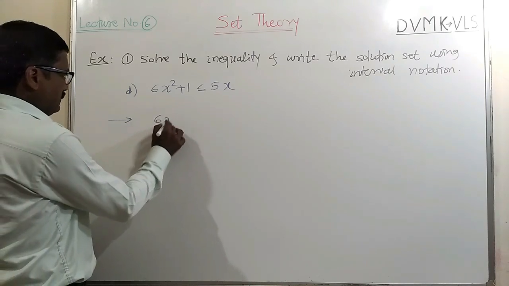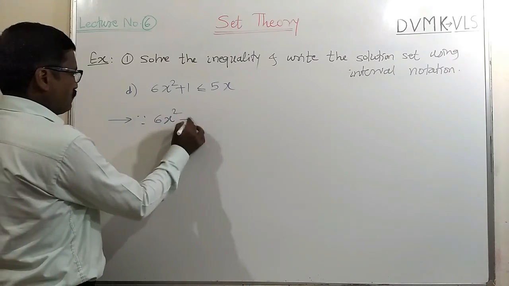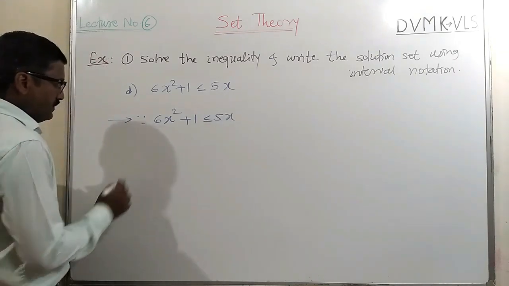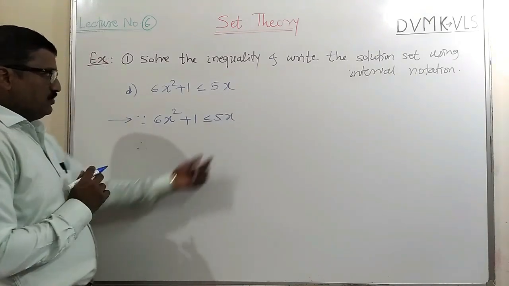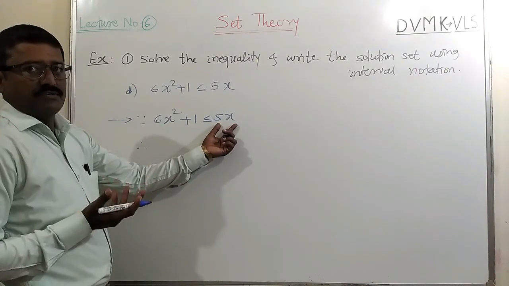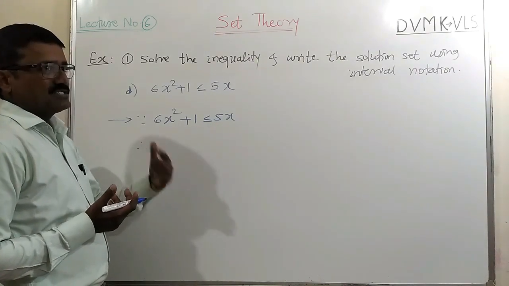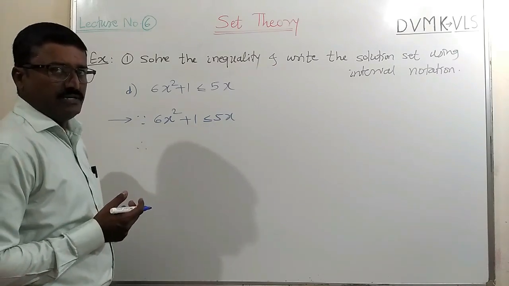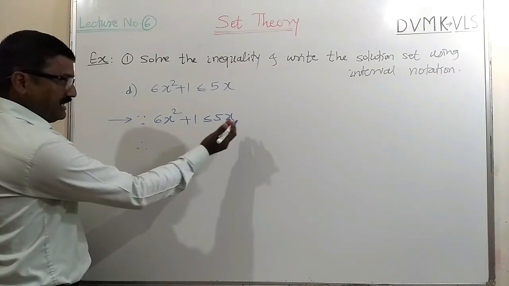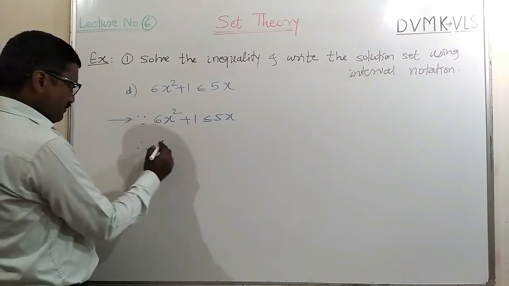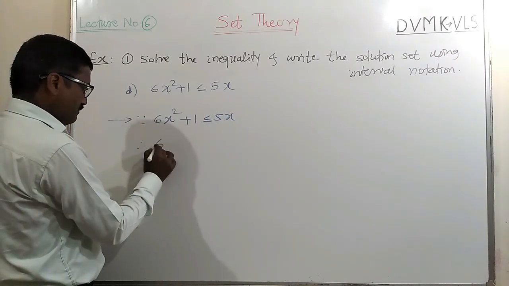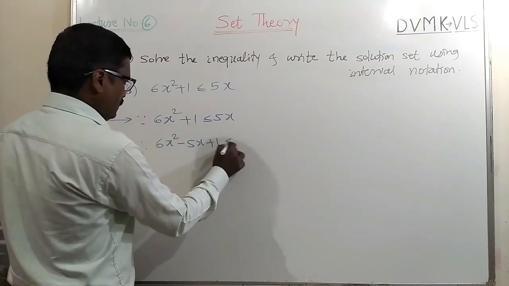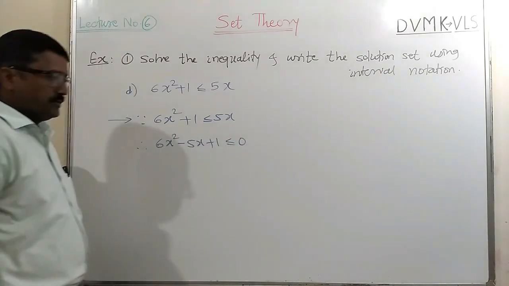Here we get 6x square plus 1 is less than or equal to 5x. We don't know whether this x may be positive or negative, but we can add or subtract a positive number from the inequality and there is no change in the inequality by the rule. Therefore, we can take this 5x to the left. So subtract 5x from both sides, we get 6x square minus 5x plus 1 is less than or equal to 0.